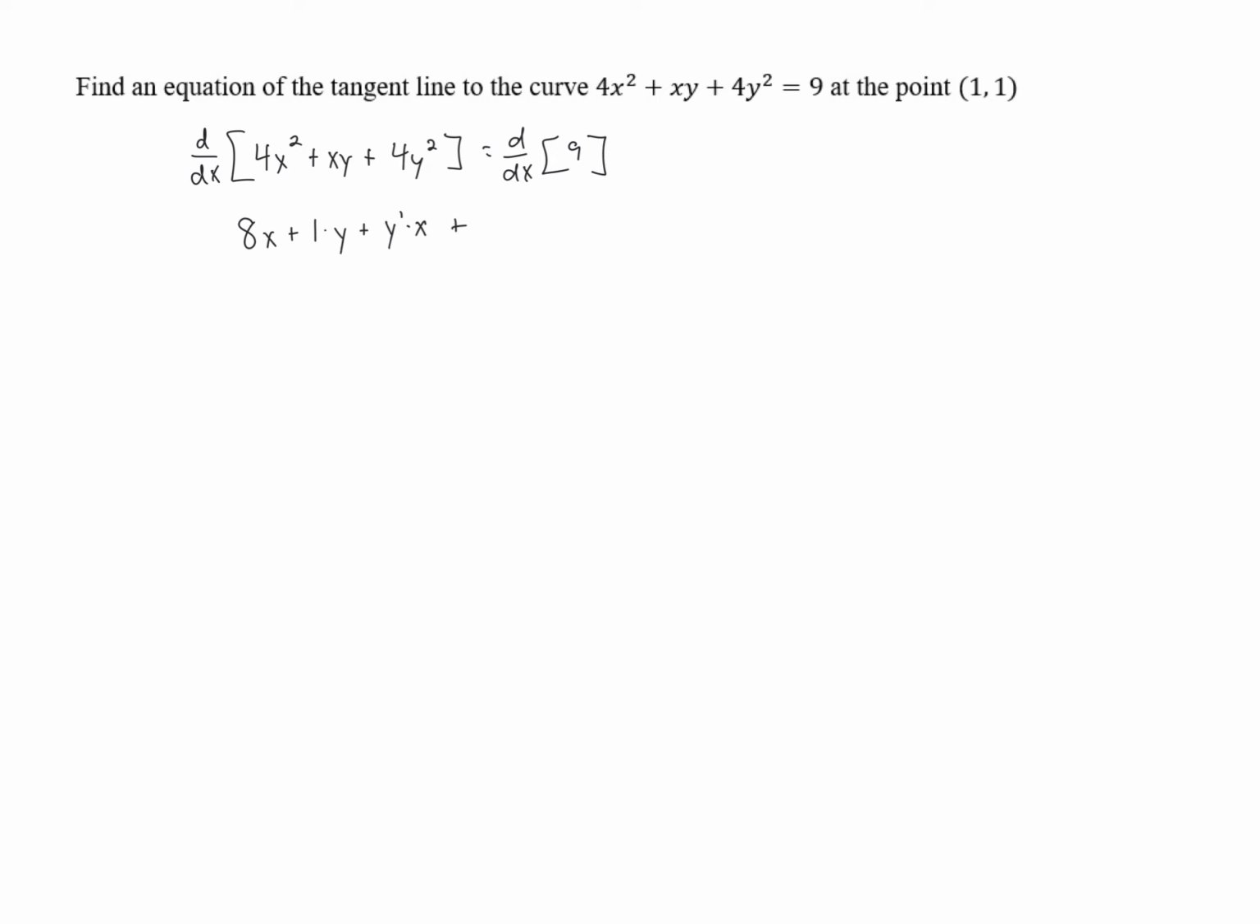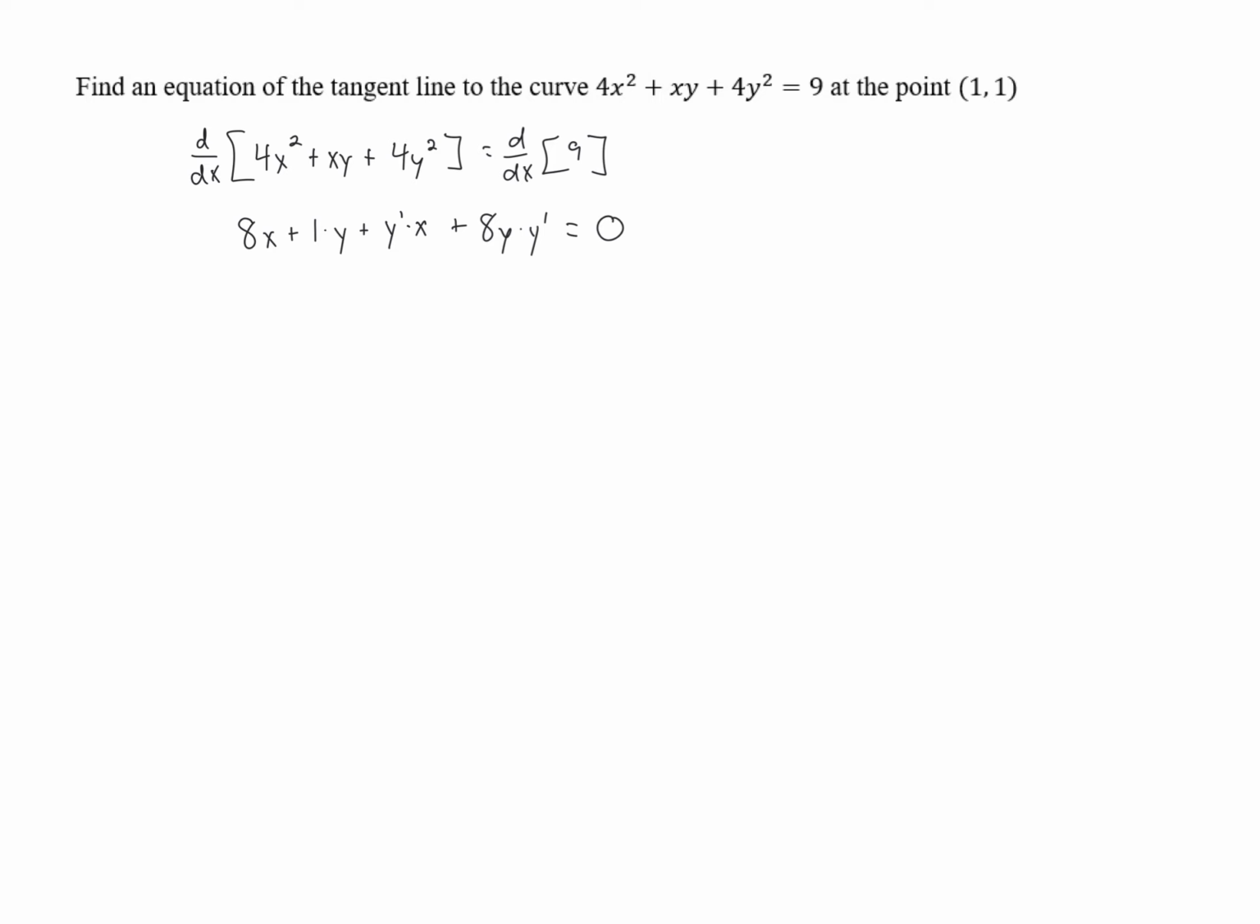And then plus, we're going to have to use the chain rule here, because y is a function of x. The derivative of 4y squared is going to be 8y, but then we're going to need times y prime, because that's the derivative of the inner function. And then on the right, the derivative of a constant is 0. All right, so we're good so far.